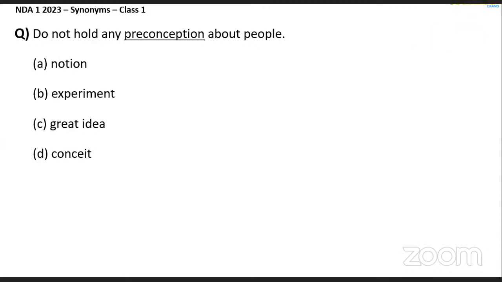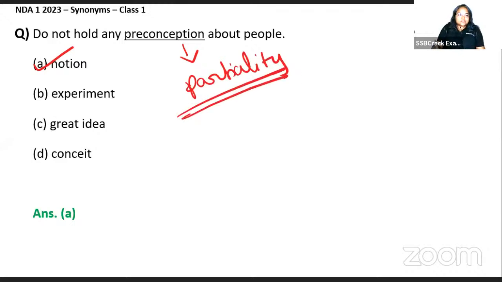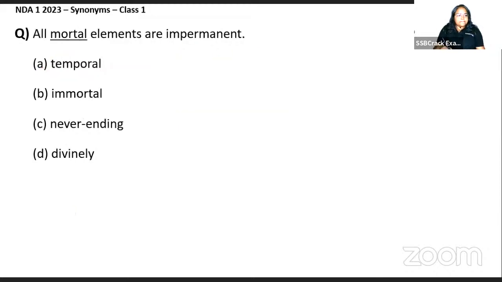Moving on to the next question. Ma'am, A. Ma'am, notion. Ma'am, great idea. Notion will be the correct answer. Very good. What do you mean by preconception? Ma'am, to think about people beforehand. Yes. If I have a preconception about somebody, that means I already have some kind of partiality or bias in my mind about that particular person. So notion means some kind of idea, and it can be any idea that we can have in our mind, right? So option A will be our answer, notion, right? Very good. Next one.